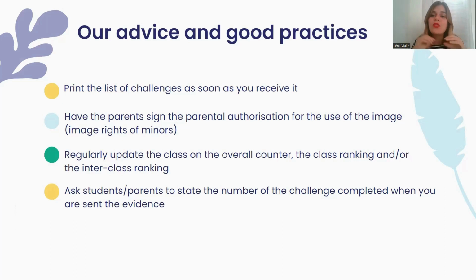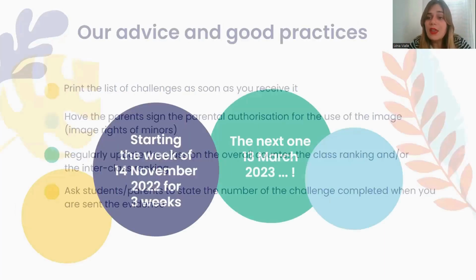We insist more on the collaborative aspects of the game, but we know that sometimes, especially for the secondary, it can be a way to motivate the students to show the ranking, to have the competitive aspects of it. So it's up to you. And yeah, maybe it's easier also for you to ask students or their parents to state the number of the challenge completed so that you can find it really easily on the app. It's easier this way. And I think I'm done.